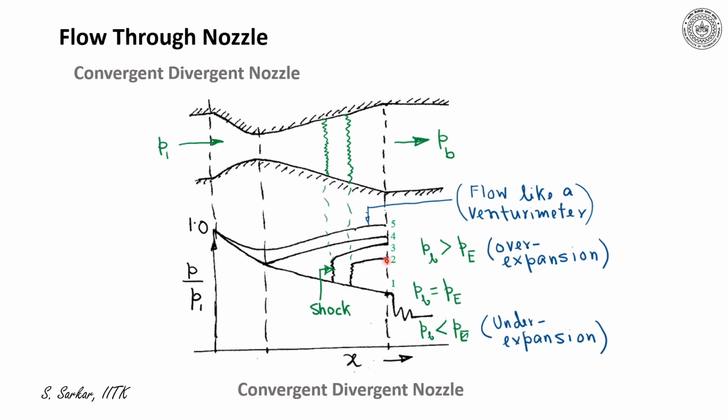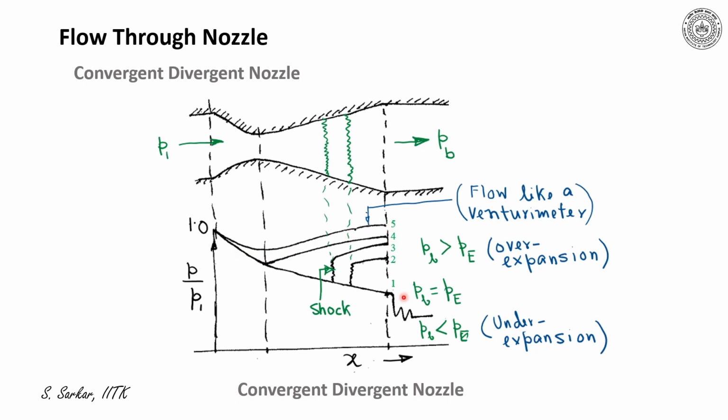And as the back pressure would increase, the shock would travel upstream. Suppose when back pressure would be P3, then the shock will form here instead of here. Now for a situation when the back pressure is much higher than PE, indicated by P5 here, then even the flow within the divergent nozzle will be like a venturimeter. That means the pressure would increase in the divergent part and the flow will be subsonic throughout.